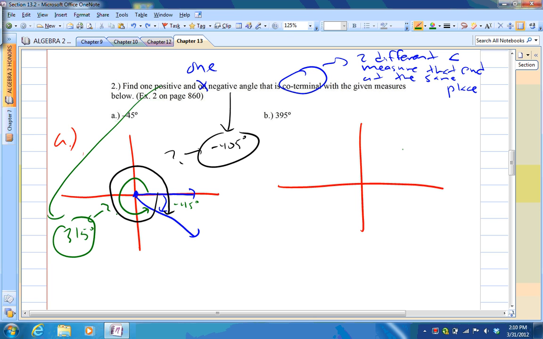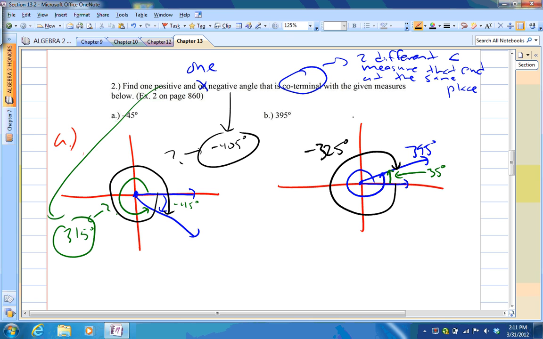Actually, just to be consistent, let me use blue for the regular angle. So you should just get 35 degrees for the positive angle, and for a negative angle, you should get negative 325 degrees. Because you're going the other way.